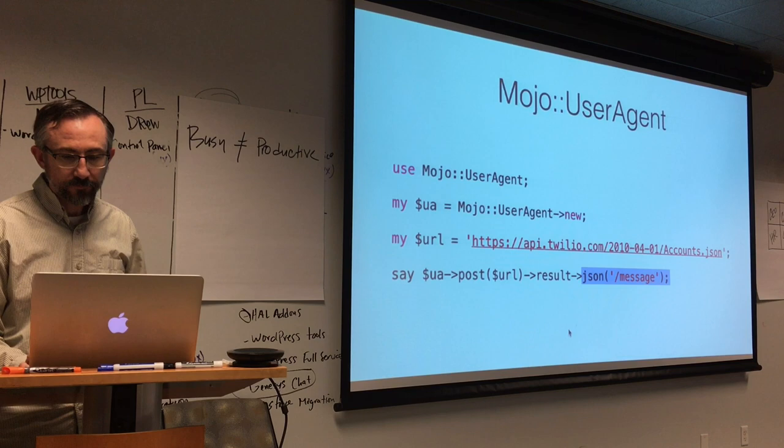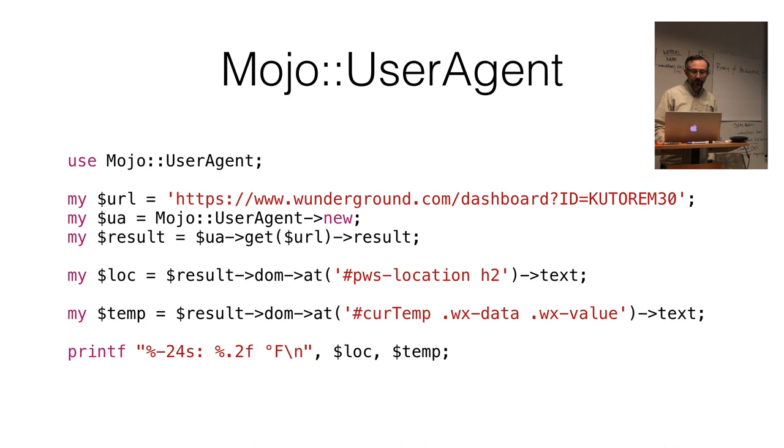Mojo user agent also has built into it DOM support, Mojo DOM. So again, you don't have to use Mojo DOM. If you're using user agent, you just get it. Here we make a call to a Weather Underground web page, scraping the temperature and weather from a station in Orem, Utah.